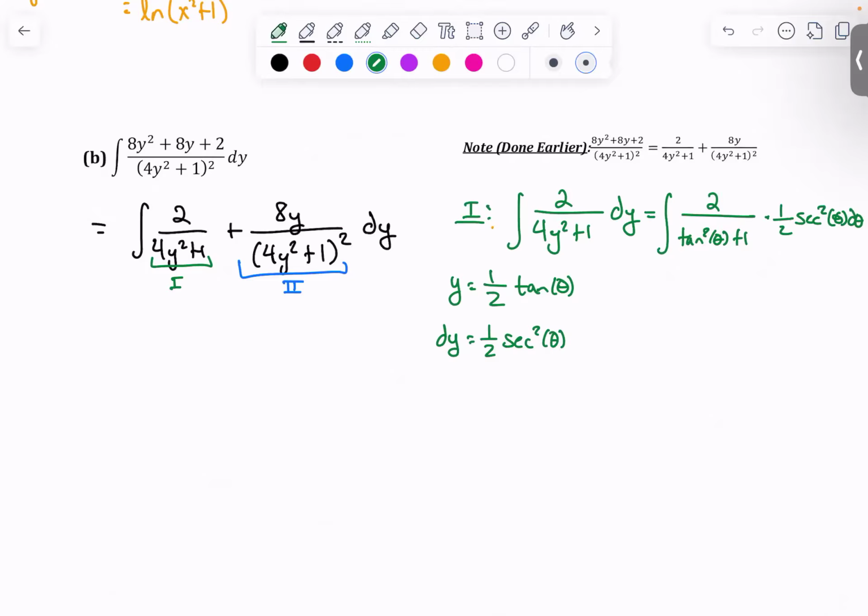So anyways, this is secant squared by the trig identity. Lucky us, the secant squareds immediately cancel. And furthermore, the 2 and the 1/2 cancel. So we end up with the integral of 1 d theta. So that's going to equal just theta. Technically plus c, but we're just going to add a c at the very end once we've finished everything.